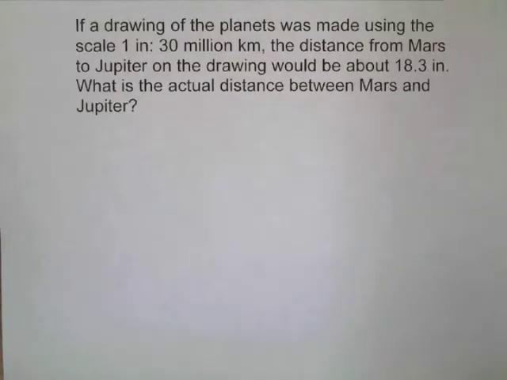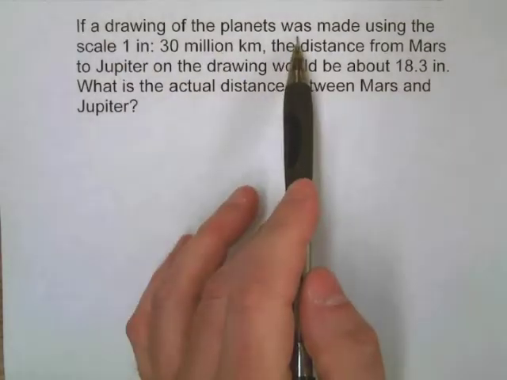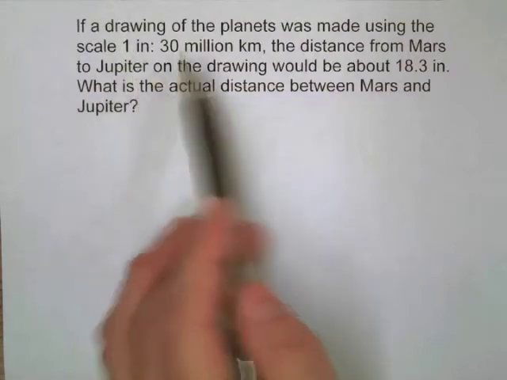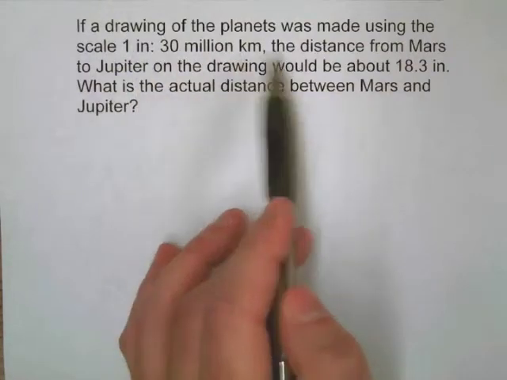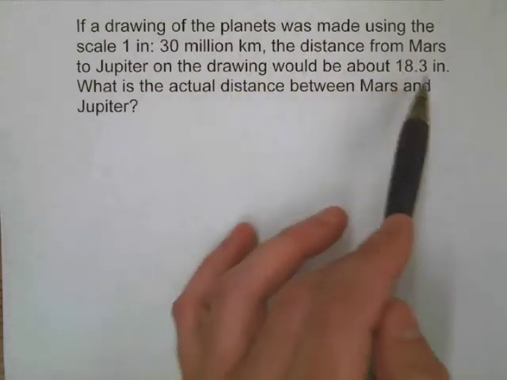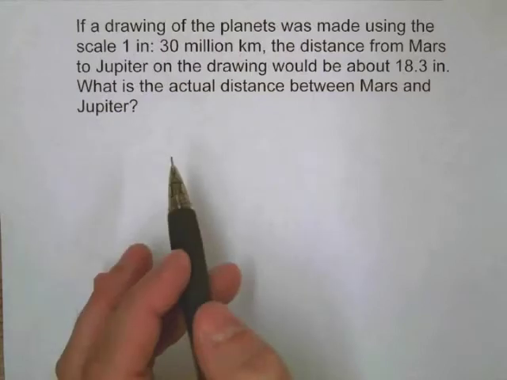Lesson 7-6, Example 2. Our objective is learning to read and use map scales and scale drawings. So if we had a drawing of the planets, the actual planets, and it was made up using the scale of 1 inch to 30 million kilometers, the distance from Mars to Jupiter on the drawing would be about 18 3/10 inches. What is the actual distance between Mars and Jupiter?